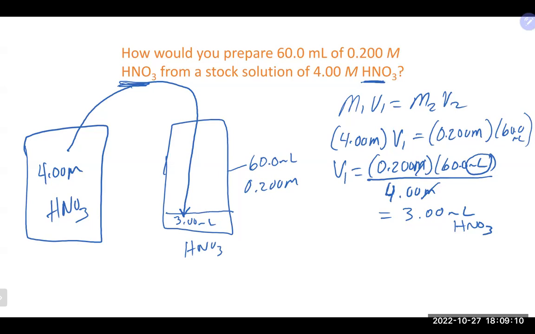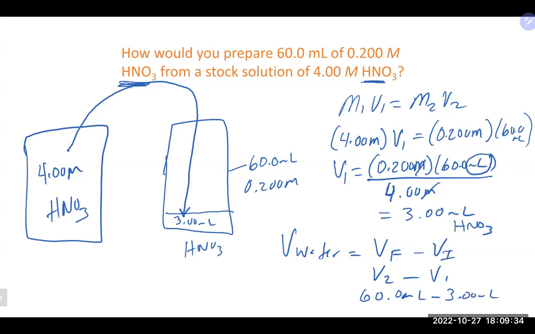So, very common dilution problems. They oftentimes are interested in how much water you need to put in there. Typically the volume of water is your final volume minus your initial volume, which is usually V2 minus V1. So in this one, it would be V2, which is 60 milliliters, minus our 3 milliliters, which means I need to put in there 57 milliliters of water.